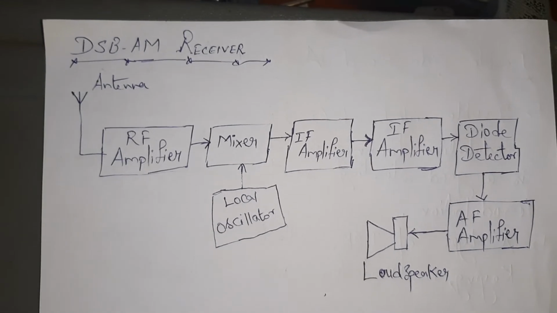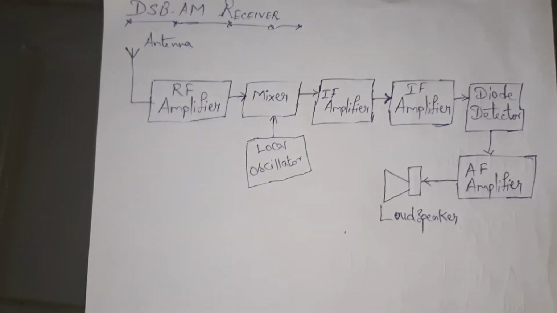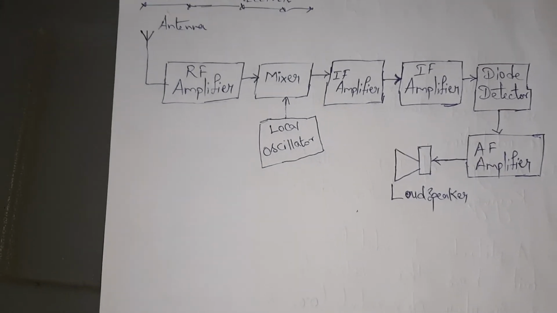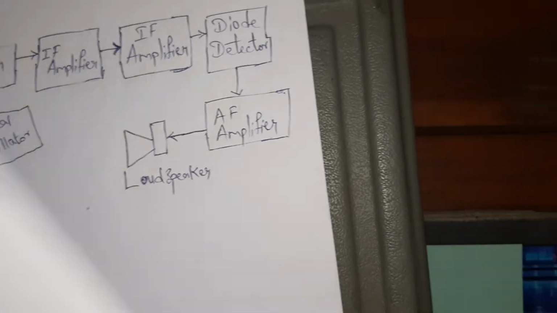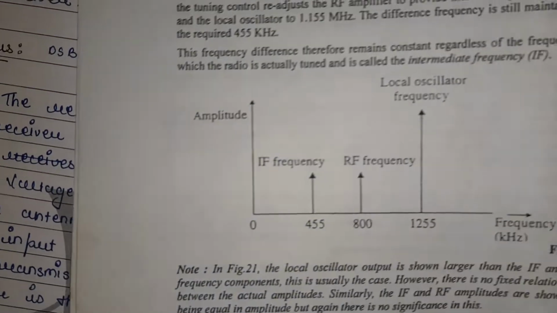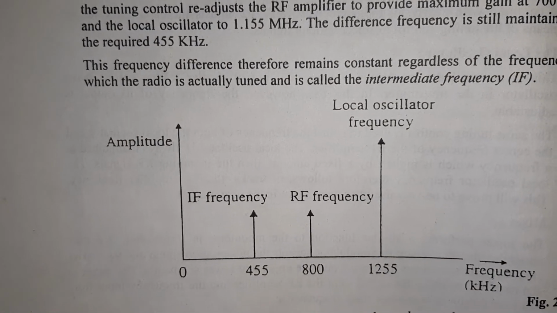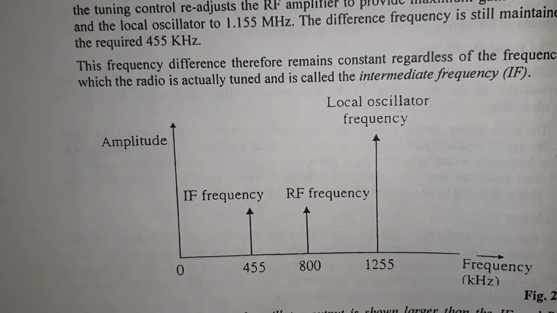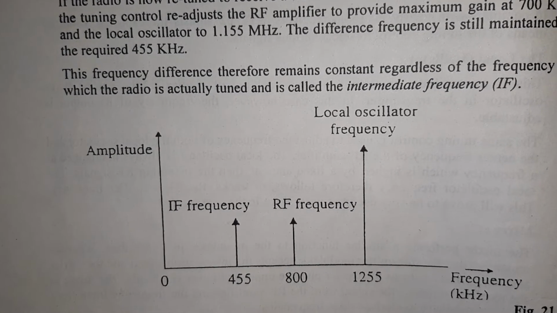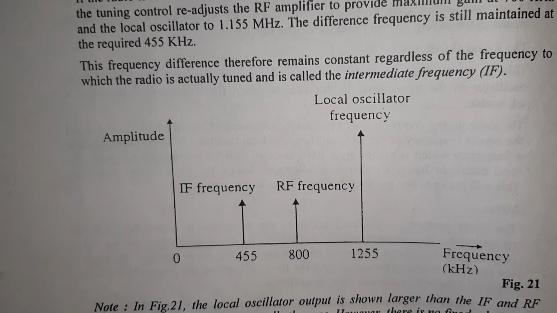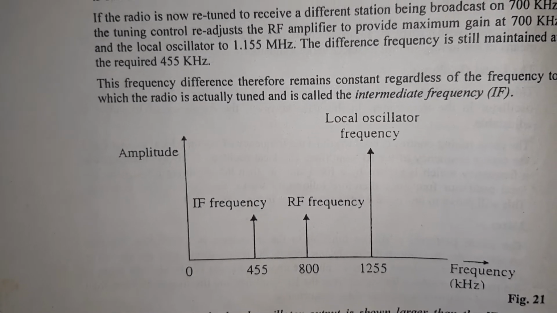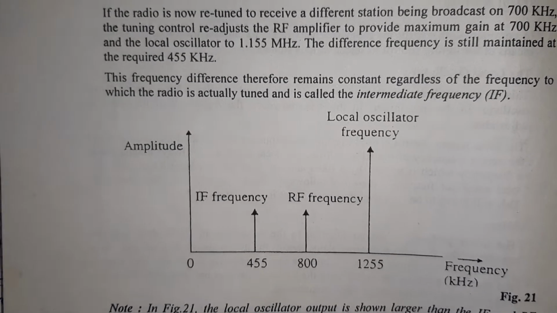Now you can observe one more, the high frequency and lower frequency concept, which I will show you. I think I have already explained this in the amplitude modulation receiver concept, but once again I will show you this high frequency and low frequency. Here you can observe the IF frequency, RF frequency and local oscillator frequencies. On the x-axis is frequency in kilohertz, and on the y-axis is amplitude in volts.